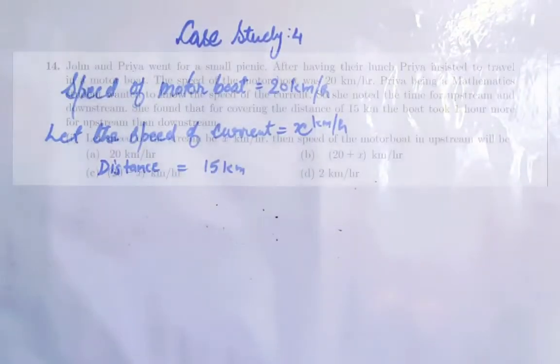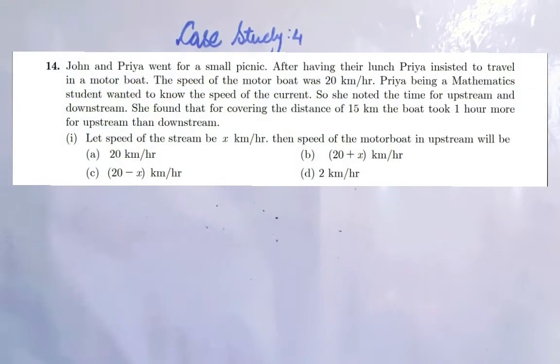Namaste everyone. Let us discuss one more case study: John and Priya went for a small picnic. After having their lunch, Priya insisted on traveling in a motorboat. The speed of the motorboat was 20 km per hour.